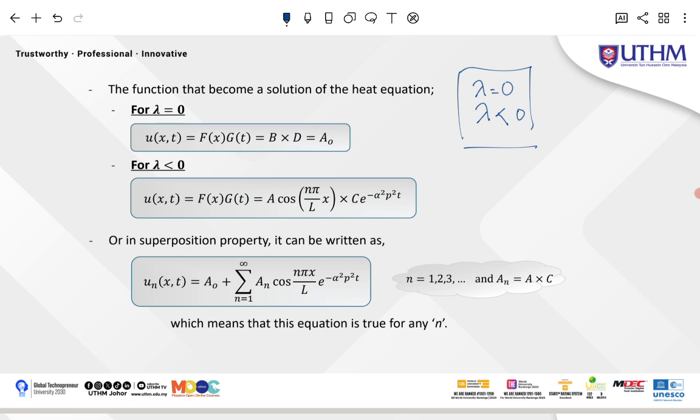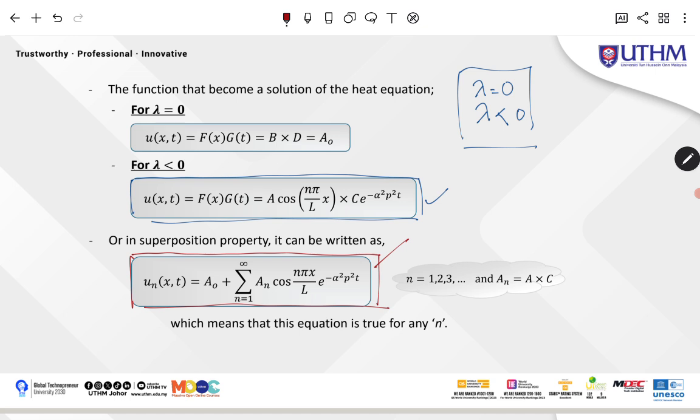So we apply both cases into the equation, and at the end we get the solution u(x,t) equal to this one, or we can use superposition to simplify the equation. So we have this solution for the second case.